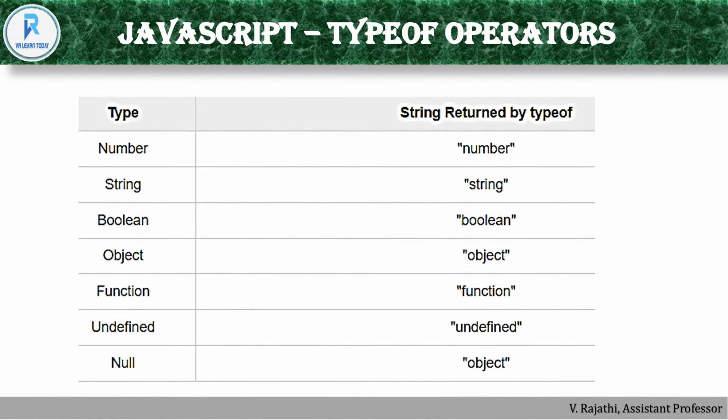JavaScript typeof operator. These are the types: number, string, boolean, object, undefined, and none. typeof means this will be the getter.